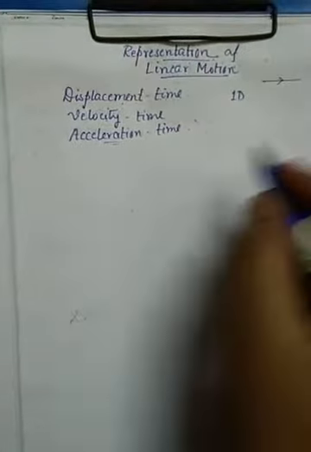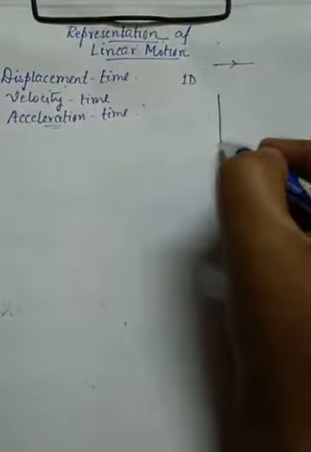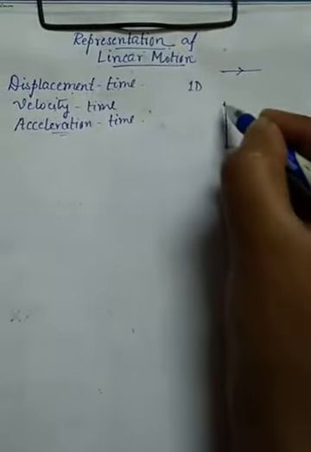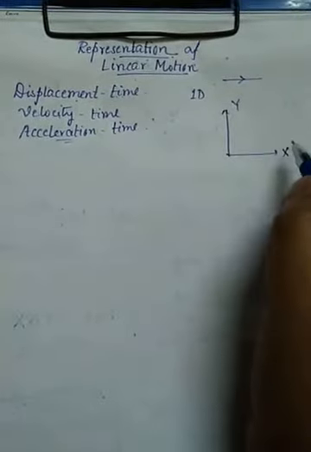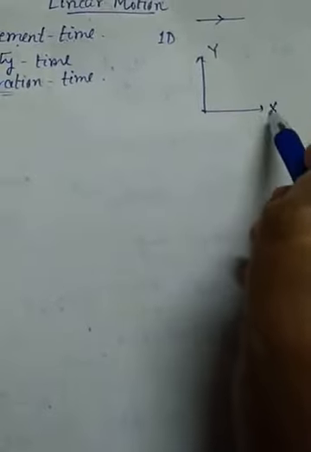Okay, so let's draw some graphs. But before drawing a graph, let me tell you something. Suppose you want to draw a graph like this. This is along the x-axis and this is the y-axis. That means there must exist some relation between x and y, right?